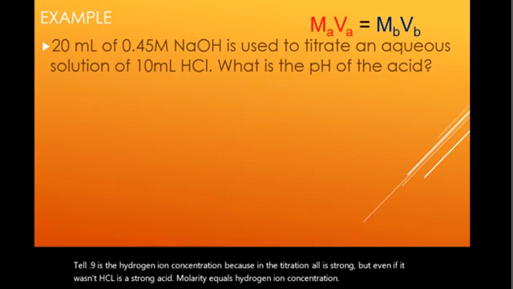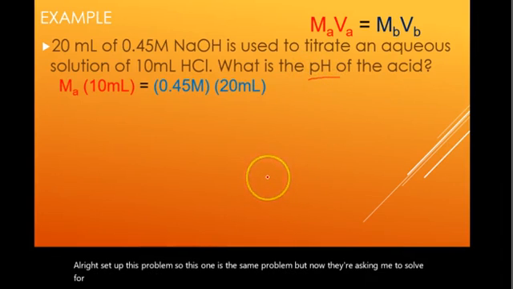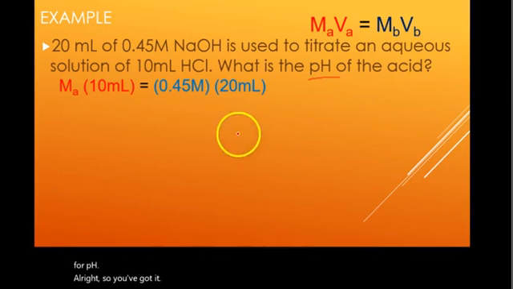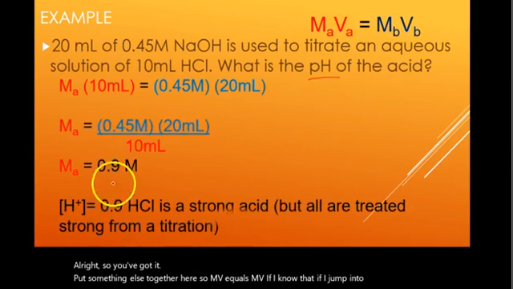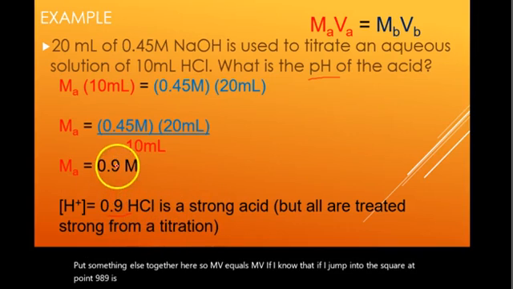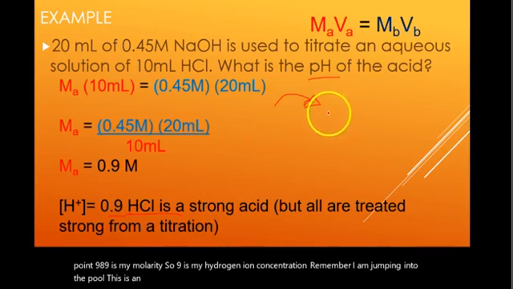All right, set up this problem. Oh, this one is the same problem, but now they're asking me to solve for pH. All right, so you've got to put something else together here. So MV equals MV. If I jump into the square at 0.9, 0.9 is my molarity. So 0.9 is my hydrogen ion concentration. Remember, I am jumping into the pool, this is an acid, on the side for hydrogen ions.